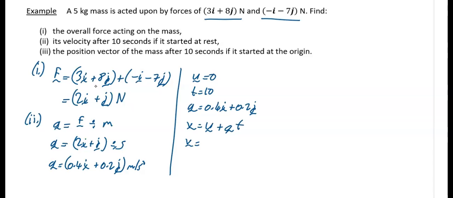So in this case, it's going to be 0 plus 10 times the 0.4I plus 0.2J. So your velocity works out to be 4I plus 2J, and that's going to be meters per second.